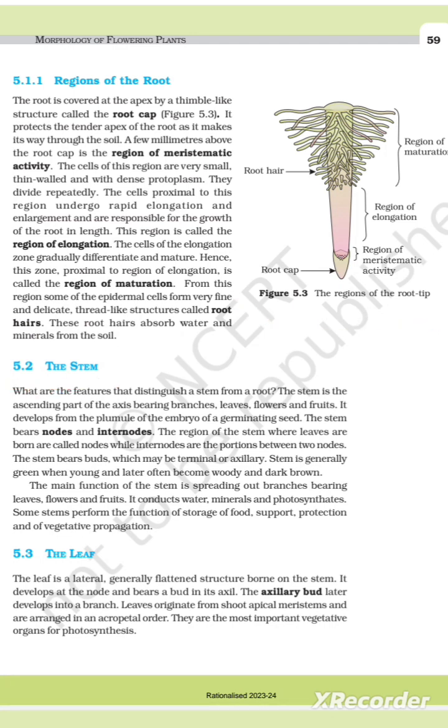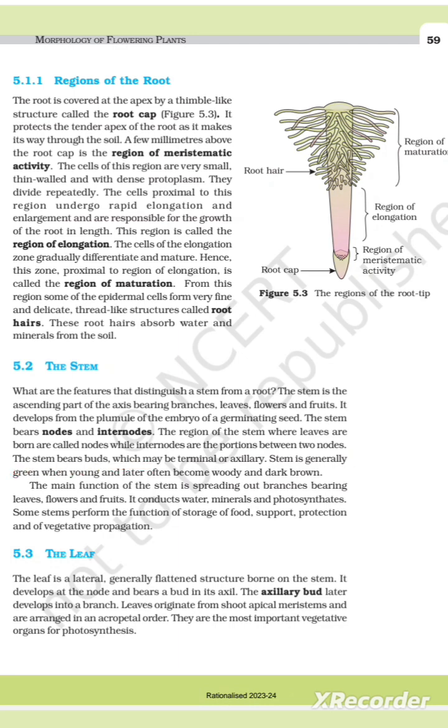5.2 Stem. What are the features that distinguish a stem from a root? The stem is the ascending part of the axis bearing branches, leaves, flowers, and fruits. It develops from the plumule of the embryo of a germinating seed. The stem bears nodes and internodes. The regions of the stem where leaves are borne are called nodes, while internodes are the portions between two nodes.